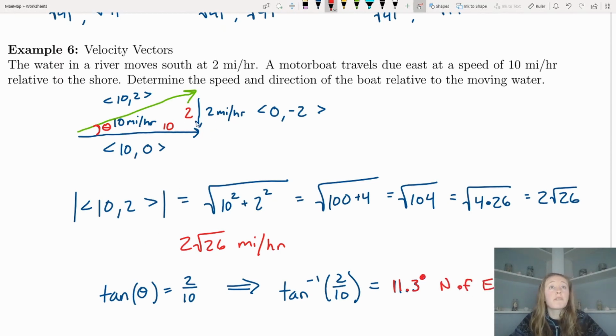This problem worked out very nicely because my given vectors only had one component each. I was only traveling in the x direction in one and the y direction in the other. Therefore, my vectors formed a right angle and were perpendicular to one another, which allowed me to use the inverse tangent function right away. If that wasn't the case, I would have to do some adjusting to form a right triangle in order to find the direction I wanted to head. But again, the speed and direction of the boat relative to the water is 2 root 26 miles per hour with a direction of 11.3 degrees north of east.